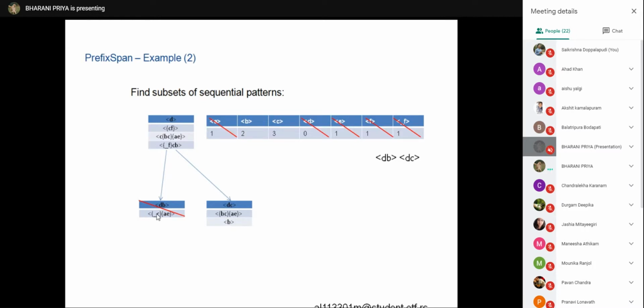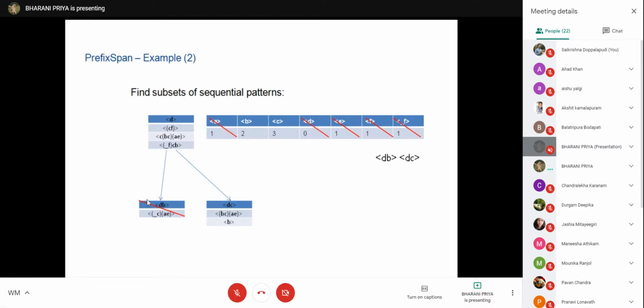Here itself, I am able to know that the minimum support criteria is not satisfied here because only one tuple is there.